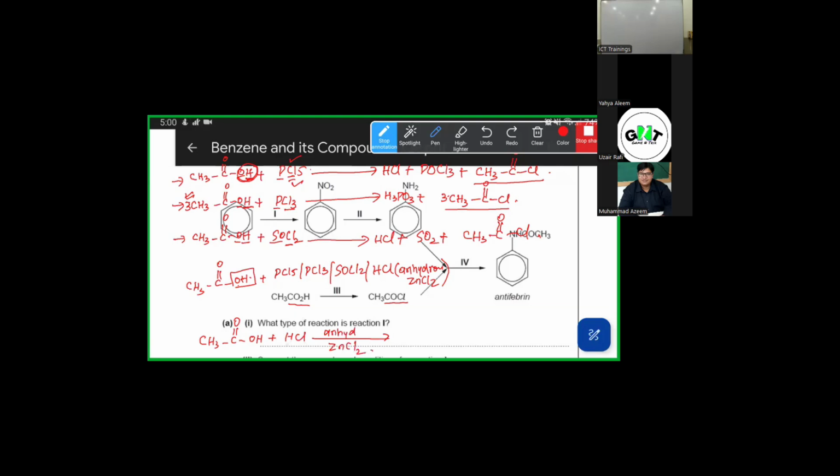So what would happen? The H and OH from here will form water, and you will get CH3, C double bond O and Cl. Okay. So these four reagents, my dear: PCl5 is the first one, PCl3 is the second one, SOCl2 is the third one, and HCl is the fourth one. These reagents are used to replace the OH with Cl. So you should know these reactions, these are present in the A1s and also in the A2. Did you get it, guys?